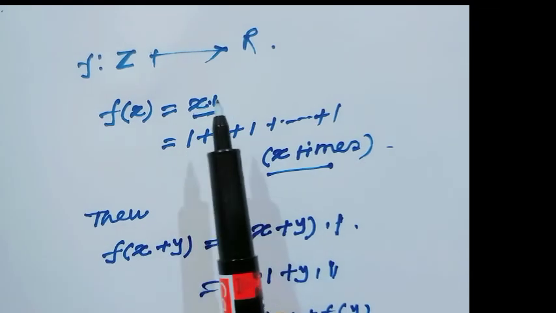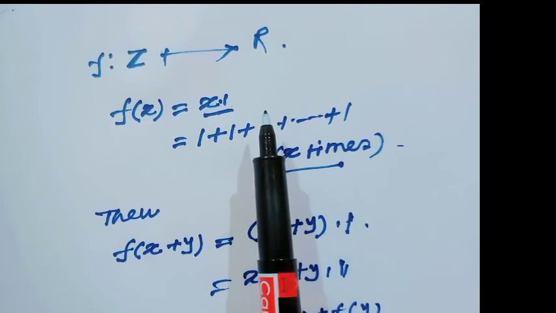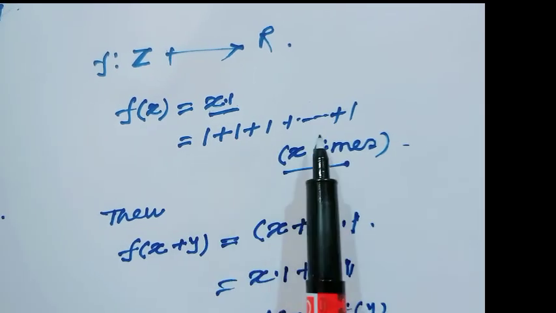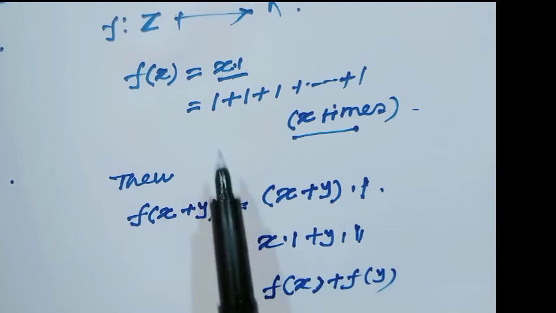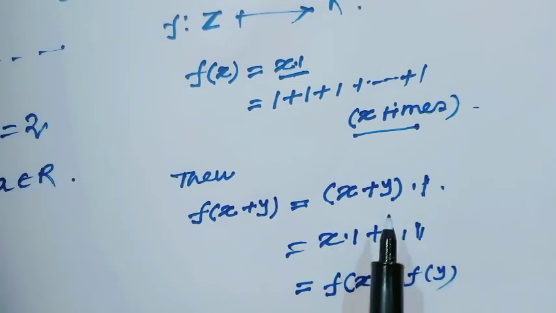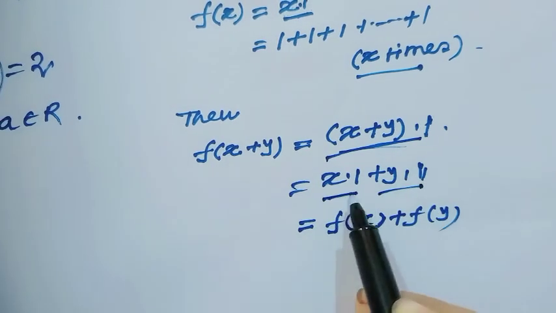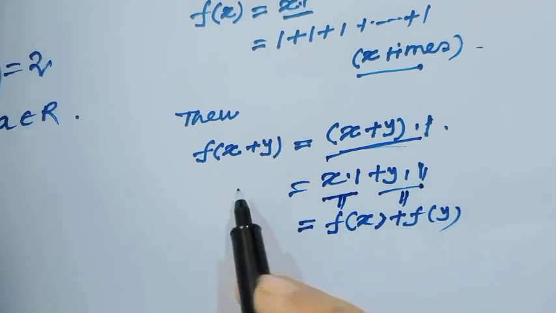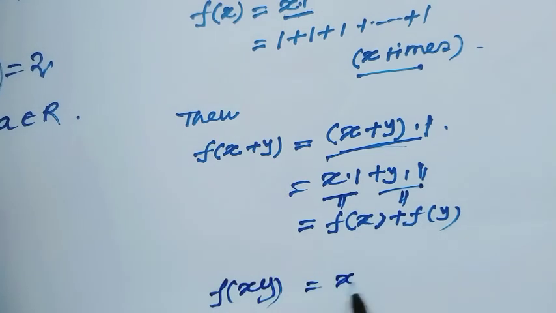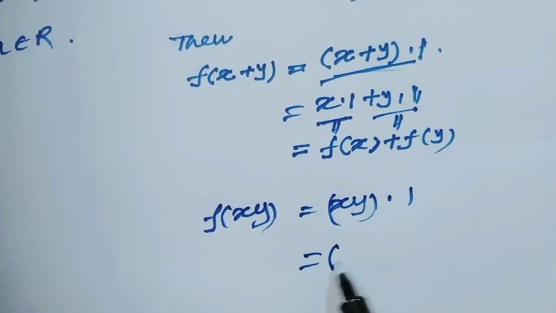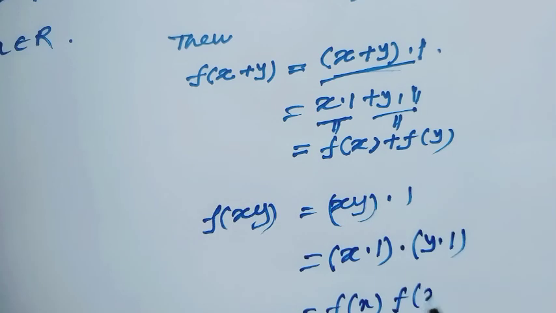Consider a ring homomorphism f from Z to R such that the mapping is defined as f of x equals x times 1. And this is equal to just 1 plus 1 plus 1, x times, and obviously this is a ring homomorphism, because here f of x plus y would be x plus y times 1, and this is equal to x times 1 plus y times 1, and this value would be f of x and this value would be f of y. That means f of x plus y equals f of x plus f of y, and f of xy would be xy times 1, and this we can write as x times 1 times y times 1, and this is actually f of x times f of y.